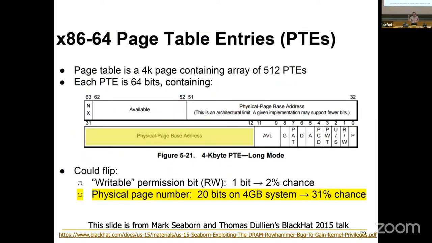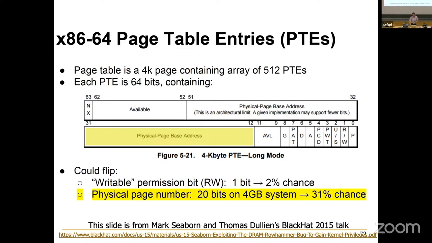So this is the page table entry that they exploited. Basically, it has 64 bits over here. And they basically say if they actually target this read-write bit, the chance of a bit flip is low, right? Basically, the chance of a bit flip landing here is 2% because that's 1 out of 64. Whereas if they target the physical page base address, which is the physical page number, let's say, essentially it's 20 bits. So you get a 31% chance to be successful to have a bit flip over there. So it's a probabilistic attack in the end.